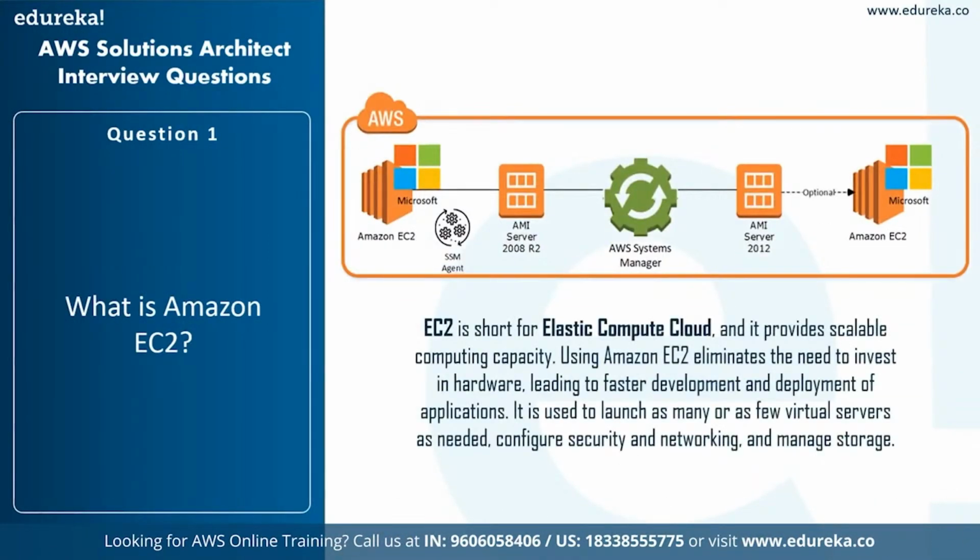EC2 is short for Elastic Compute Cloud, and it provides scalable computing capacity. Using Amazon EC2 eliminates the need to invest in hardware, leading to faster development and deployment of applications. You can use Amazon EC2 to launch as many or as few virtual servers as needed, configure security and networking, and manage storage. It can scale up or down to handle changes in requirements, reducing the need to forecast traffic. EC2 provides virtual computing environments which are called instances. So this was about Amazon EC2.